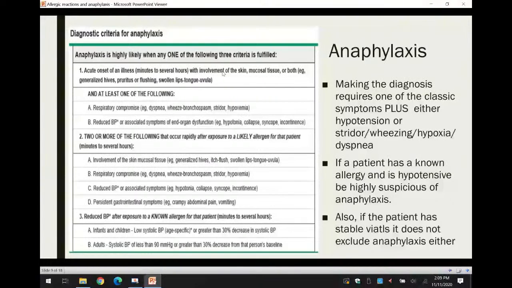So it's better to give it early if there's a suspicion, because the risk of giving epi is a lot lower than not giving it at all.